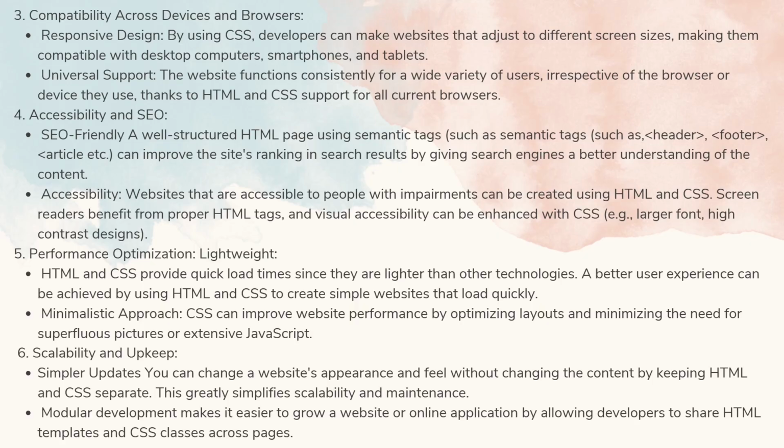Number 6, scalability and upkeep. Simpler updates: you can change a website's appearance and feel without changing the content by keeping HTML and CSS separate. This greatly simplifies scalability and also maintenance. Modular development makes it easier to grow a website or online application by allowing developers to share HTML templates and CSS classes across the pages.